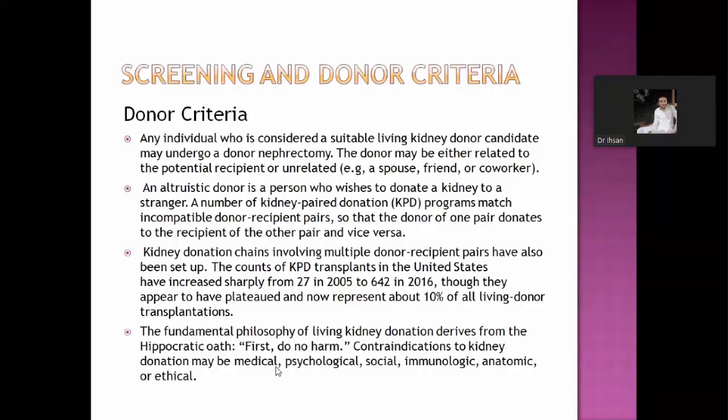A number of kidney paired donation (KPD) programs match incompatible donor-recipient pairs so that the donor of one pair donates to the recipient of the other pair and vice versa. Kidney donation chains involving multiple donor-recipient pairs have also been set up. The counts of KPD transplants in the United States have increased sharply from 27 in 2005 to 42 in 2016. They appear to have plateaued and now represent about 10% of all donor transplantation.